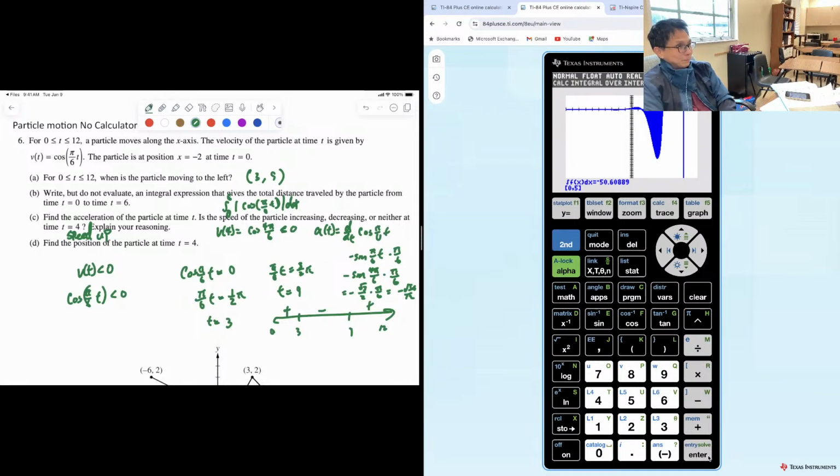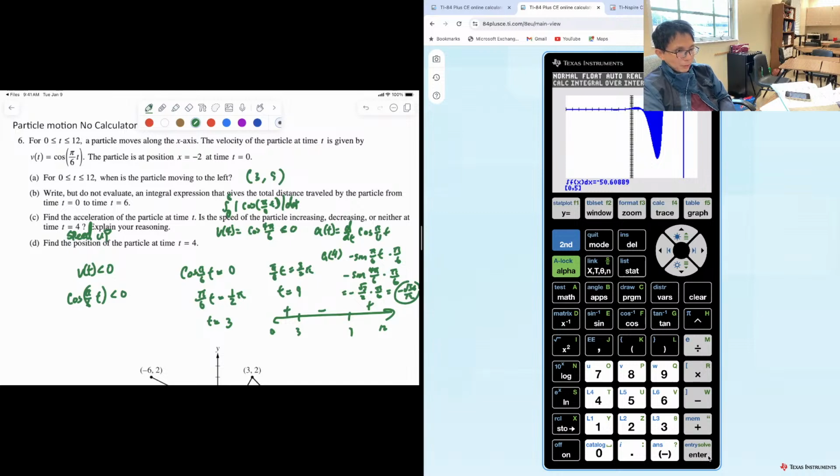So it'll be speed up. And what are the numbers that you saw? Negative square root 3 pi over 12, because I take a derivative, right? And this is a of t. So a of 4, that means I'm going to plug in 4 for t. Is that okay?